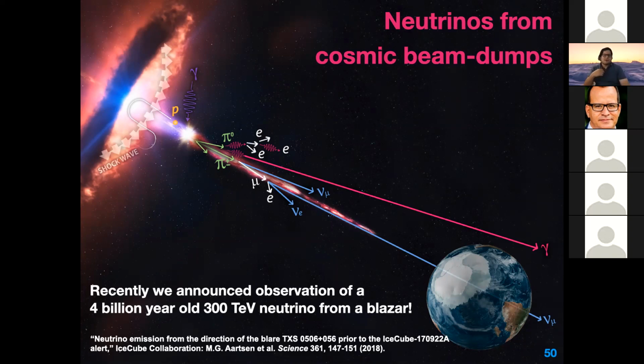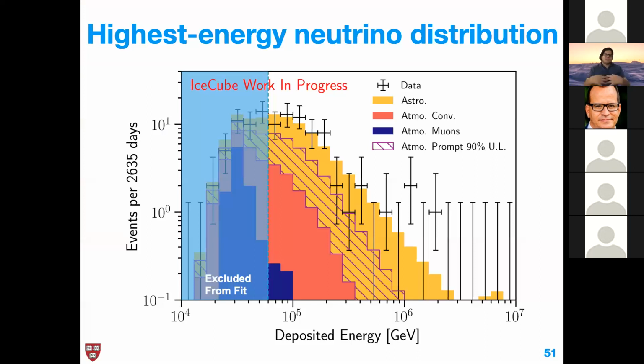Two years ago, we announced the observation of a high energy neutrino event that had 300 TeV of energy in coincidence with a blazar that was flaring in gamma rays. And that neutrino traveled across a distance corresponding to approximately 4 billion years. This is so far the only known candidate high energy neutrino source. But this is not the only high energy neutrino we have seen. We have seen more of them.